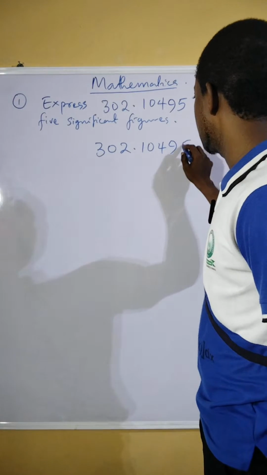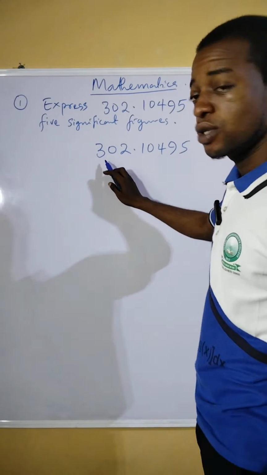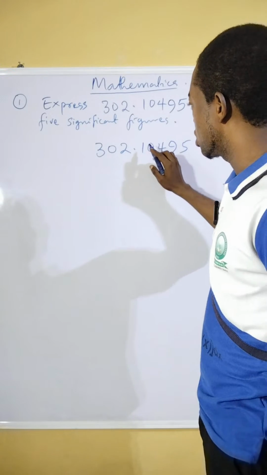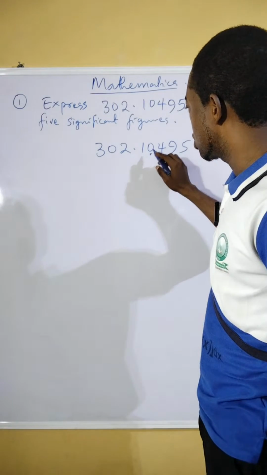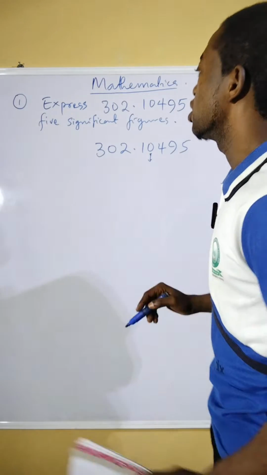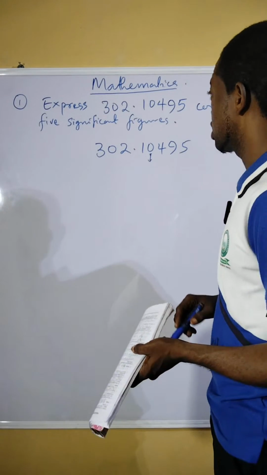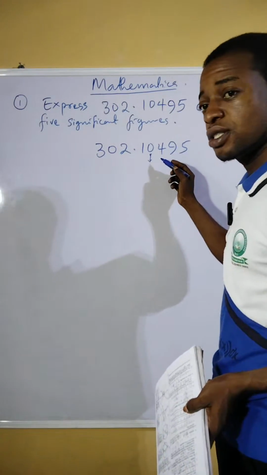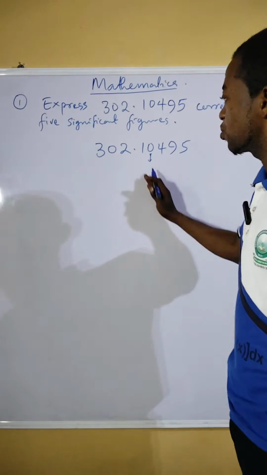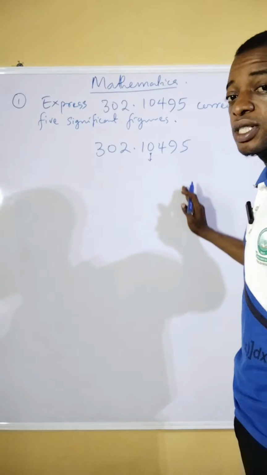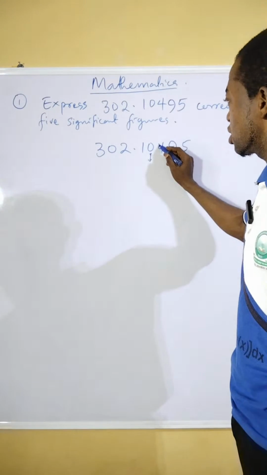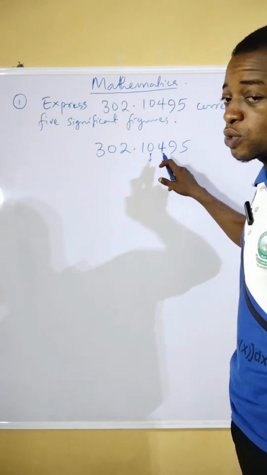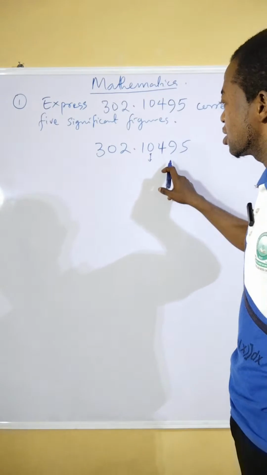302.10495. Here, the first significant figure is 3, followed by 0, 2, then 1. This position here is the 5th significant figure. Then, we consider the number after it, and either we round it up or we round it down. But in this case, this number is 4, it's not up to 5, so we round it down.